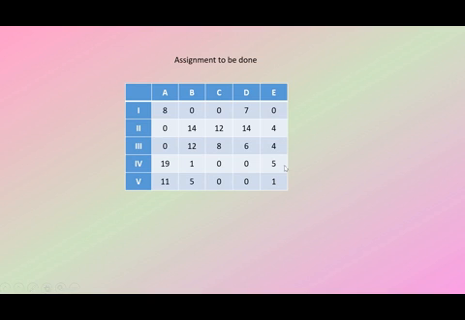So the resultant matrix for which assignment has to be done is 8, 0, 0, 7, 0, 0, 14, 12, 14, 4, 0, 12, 8, 6, 4, 19, 1, 0, 0, 5, 11, 5, 0, 0, 1. Okay. Check whether all rows and all columns have zeros. Yes, all rows and all columns have zeros. So straight away go with the assignment.